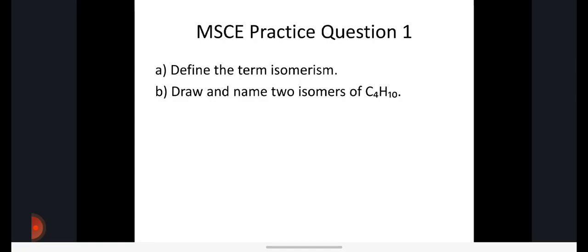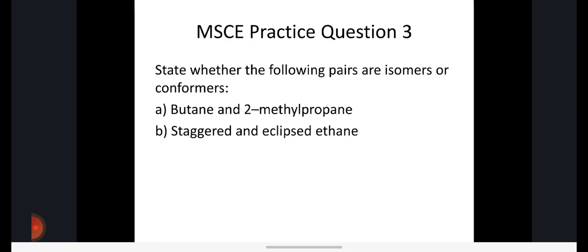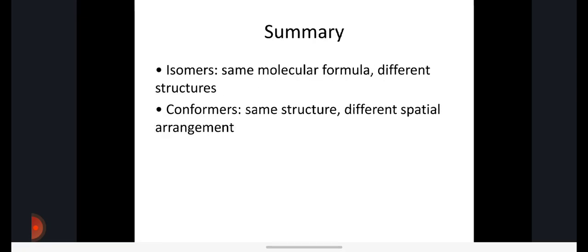You can have several practice questions here. For example, define the term isomerism, draw and name 2 isomers of butane, and several other questions. In summary, isomers have the same molecular formula but different structures, whereas conformers have the same structural as well as molecular formulas but different spatial arrangement.